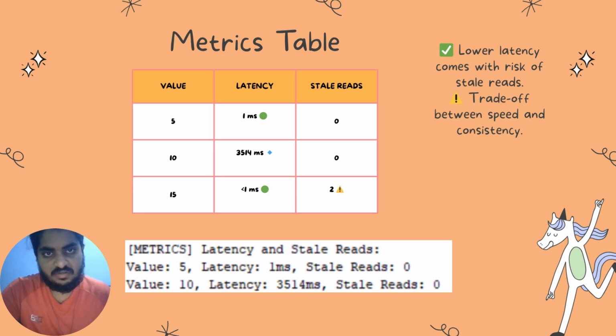I've marked the trade-off with this symbol to indicate the trade-off between speed and consistency. So for the stale rate 2, this is the trade-off. And the green symbol means lower latency. This is the output that we got for our metrics, latency and stale rates.